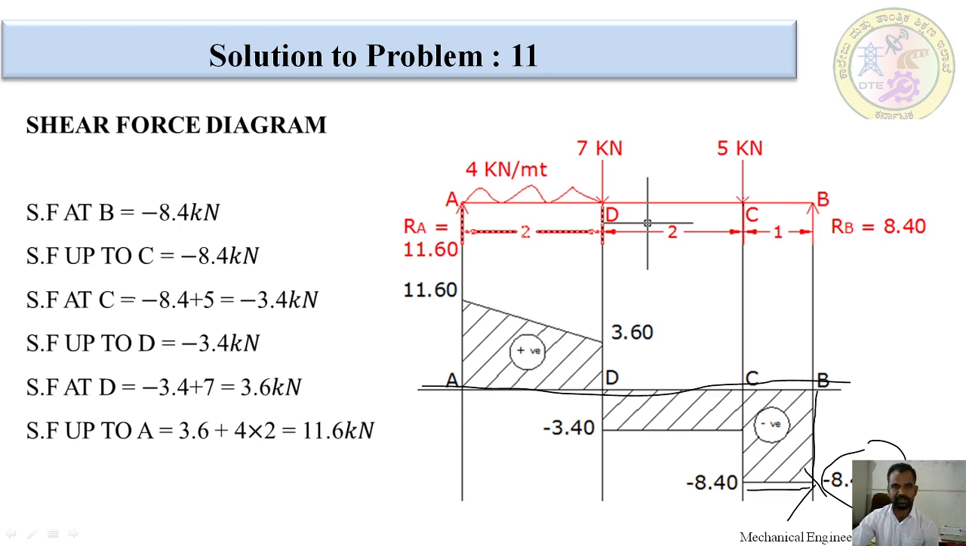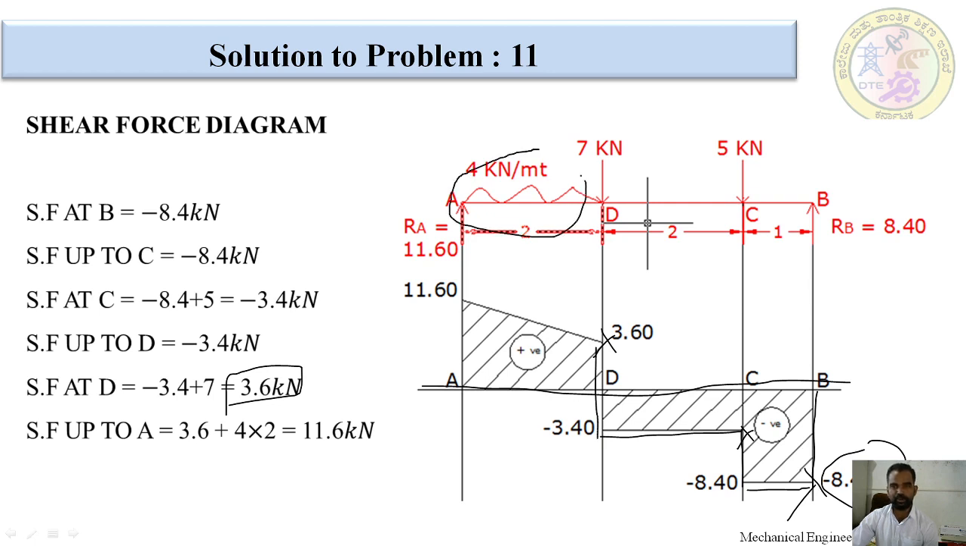At C point how much did we get? At C point we got negative 3 point something, which is less than 8.4. Here I will mark it and draw a vertical line. Wherever there is a point load there will be a vertical line. There is no load between these two points, so we draw a horizontal line. After that, how much did we get at D point? 3.6. We have to mark it and draw a vertical line.